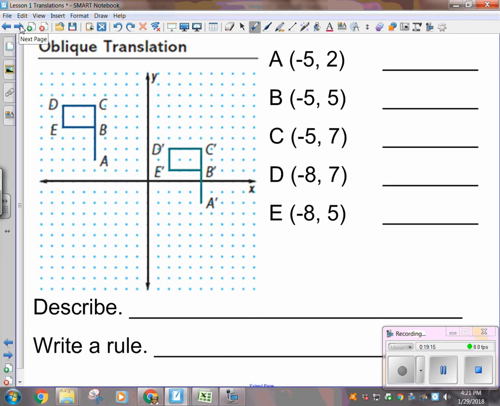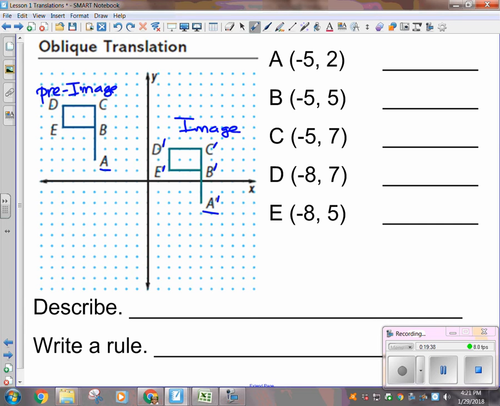It's called oblique. And I want you to take a look at my flag. My blue flag is my start flag, which is just letter A, B, C, D, and E. My new flag is A prime, B prime, C prime, D prime, and E prime. I know the primes mean that's my image. Excuse me, this is my pre-image, and this one is my image.